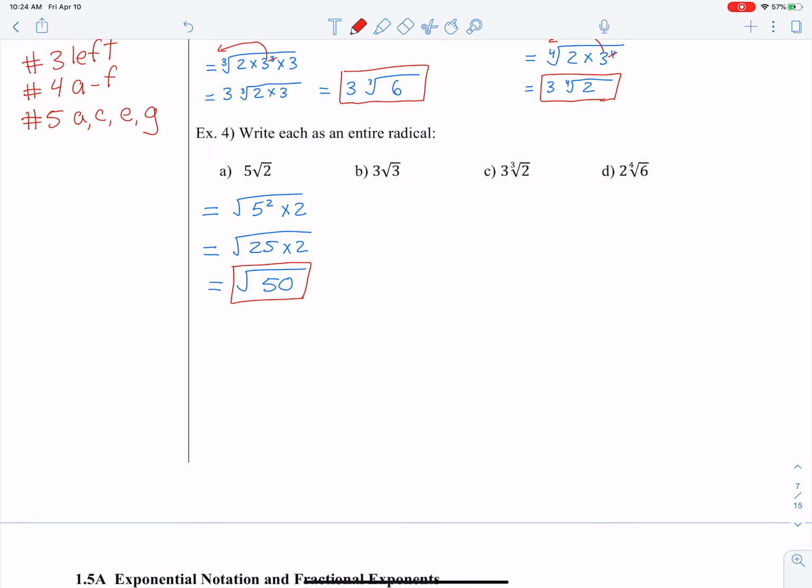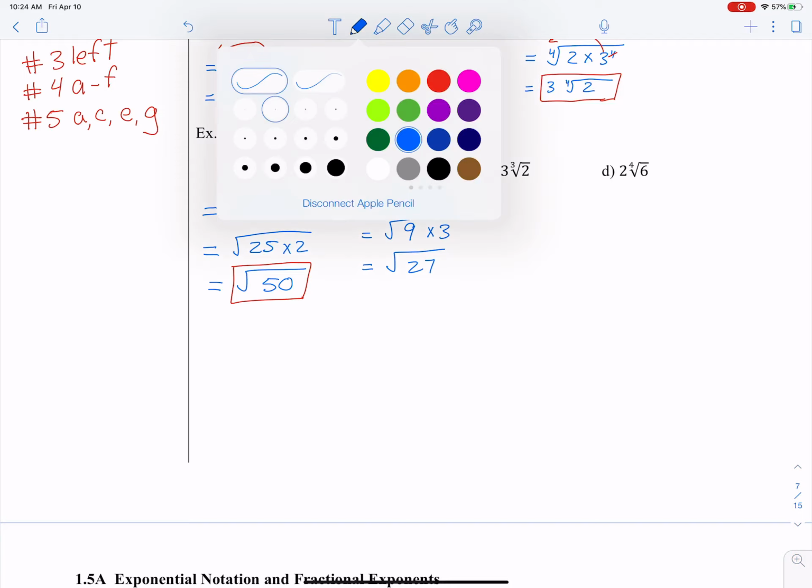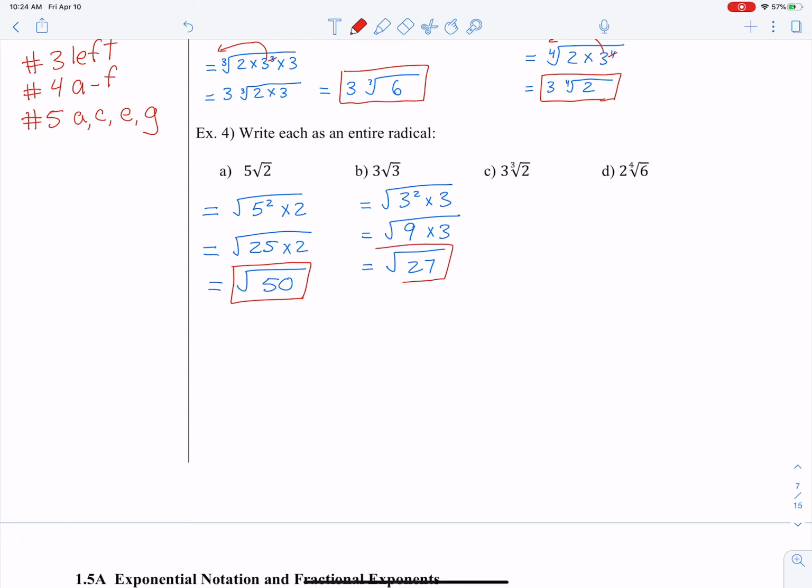Okay, so we'll try that again with the next question. Here again we have an index of 2. So when we move our 3 inside the radical sign, we need to add a 2 so that it matches our index. And then we still have the 3 that was already under the radical. We're going to simplify those together. So 3 squared is going to give us 9 times 3. And 9 times 3 gives you 27. So you have the root of 27 for this one.